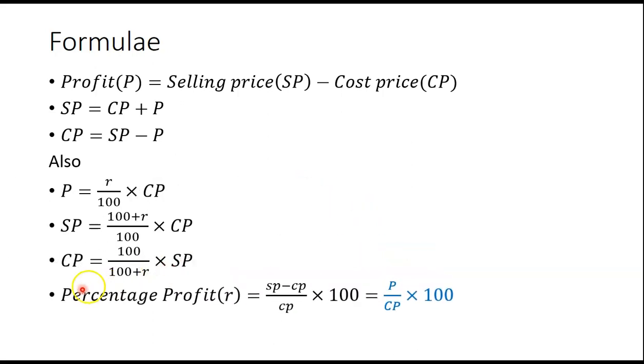Then, percentage profit should be equal to selling price minus cost price, which is the profit, divided by cost price times 100. That's what I've rewritten over here. Selling price minus cost price is P, divided by CP times 100. That's percentage profit. I hope you've taken a screenshot of this or you've written the formulas down. We take questions and you see how to solve them.